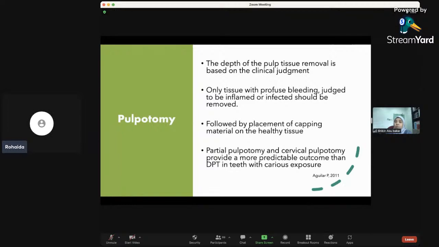Okay, in pulpotomy we have two types, vital pulpotomy, which includes partial pulpotomy. For example, when you try to remove the pulpal tissue and you end up having to remove more, sometimes you have to remove the entire coronal pulp tissue and leave behind the radicular pulp. Partial pulpotomy and cervical pulpotomy provide a more predictable outcome as compared to DPT with caries-exposed teeth.